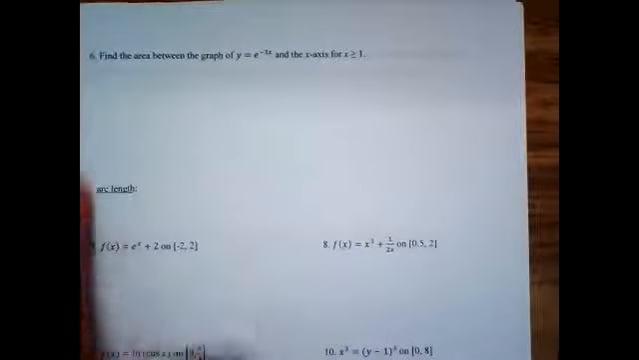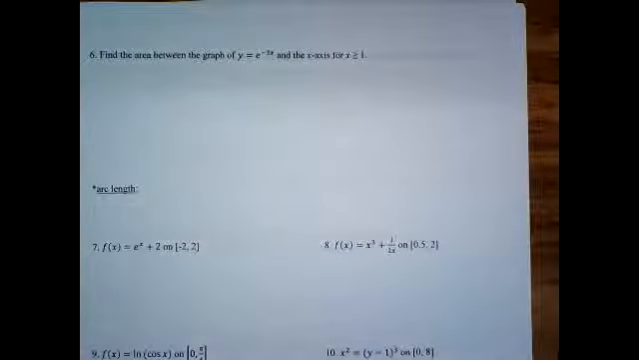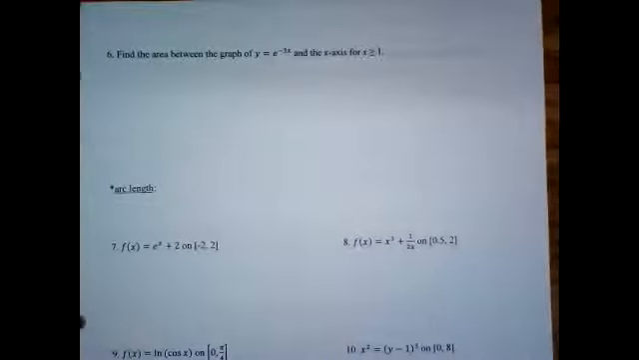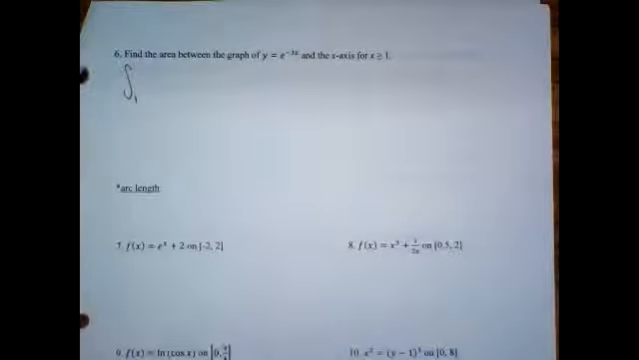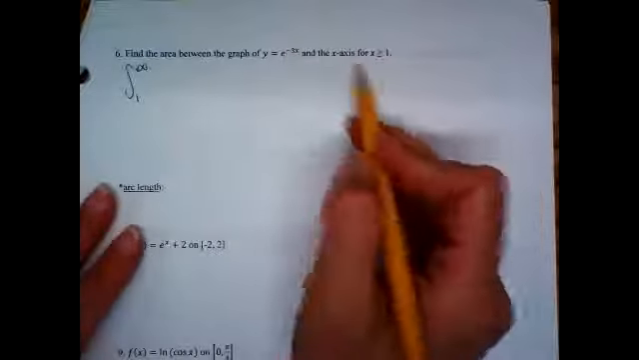So number 6 says, find the area between that graph and the x-axis for numbers bigger than 1. So that means we want our integral to go from 1 to infinity. Okay, so this is an improper integral like what I taught you last unit. So it'll be from 1 to infinity of this e to the -3x dx.